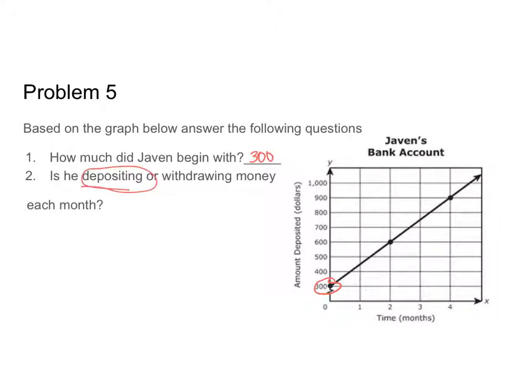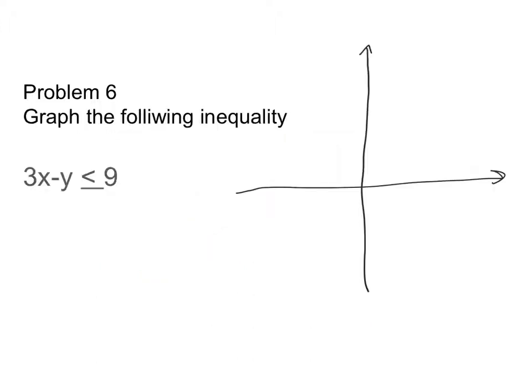Now, if we wanted to go a step further and find the slope to see how much he is depositing every month, we're going to see rise over run. So in this case, he's rising about 300. And he is running 2 because it's 2 months. So my slope is 150. So I'm depositing about $150 each month.